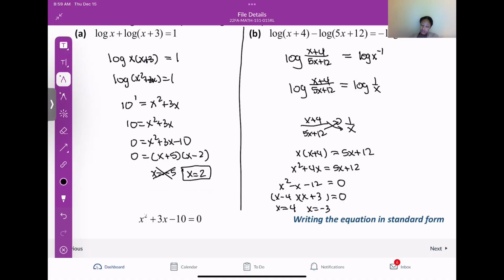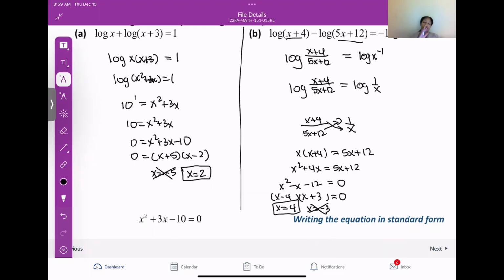Now we need to check these. The 4 will work because that'll give us positive numbers here. For the -3, -3 plus 4 is 1, so it works for the first logarithm. But 5 times -3 plus 12 is -3. So x equals -3 won't work as a solution. X equals 4 is our only solution.